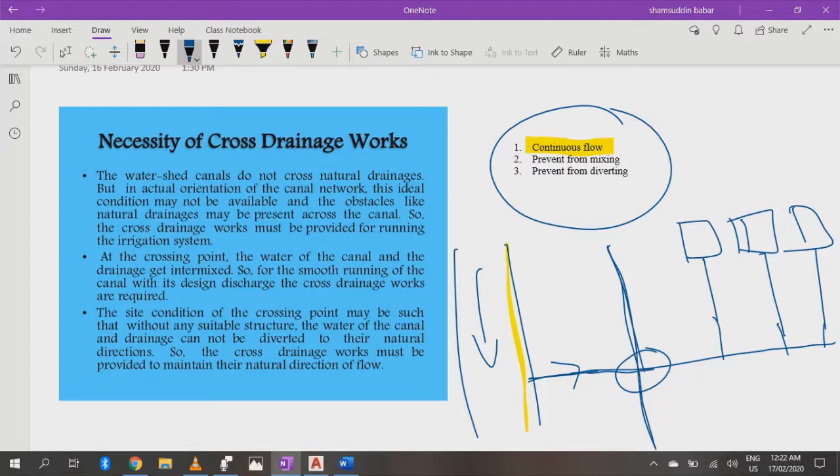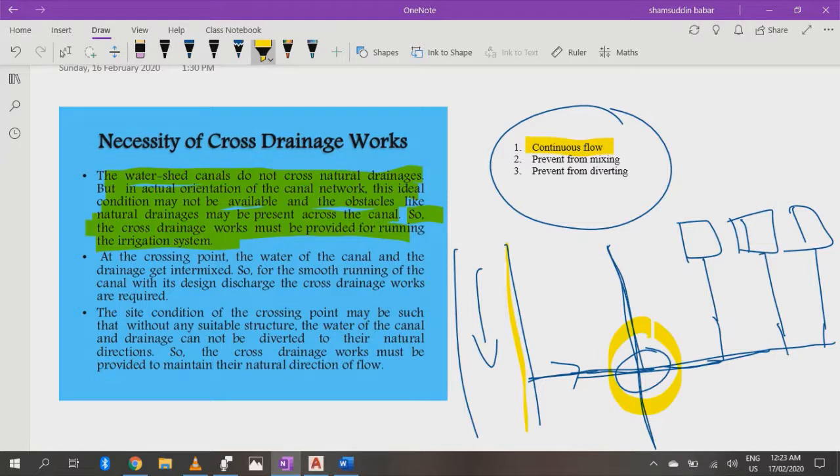Now this is the canal's continuous flow. For the canal to have a continuous flow, we provide a cross drainage structure, as there is obstruction. As we can also read over here, the watershed canals do not cross natural drainage. Now this is an ideal condition. But in the actual orientation of the canal network, this ideal condition may not be available, and obstacles like natural drainage may be present across the canal, as we have given an example here. So the cross drainage works must be provided for running of the irrigation system, or for a continuous flow of the irrigation system.